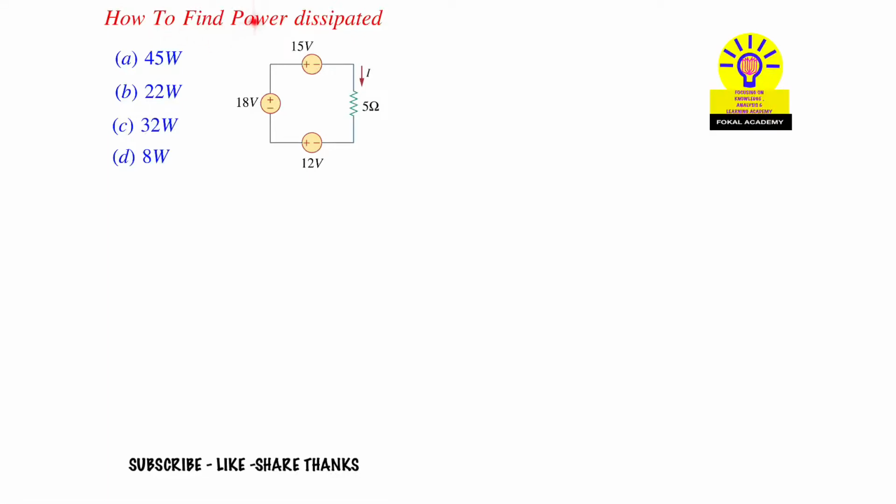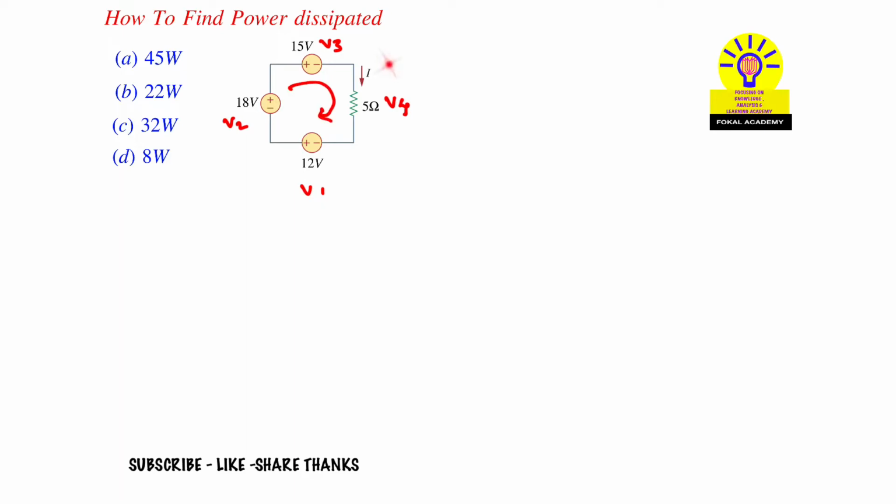Here's how to find power dissipation in a 5 ohm resistor. So here 3 voltage sources are there, 1 resistor is there. So in that resistor how much power was dissipated? This is the problem. So let's consider that this is V1 source and this is V2 source and this is V3 source, and here V4 voltage is dropped. The current direction is given like this.